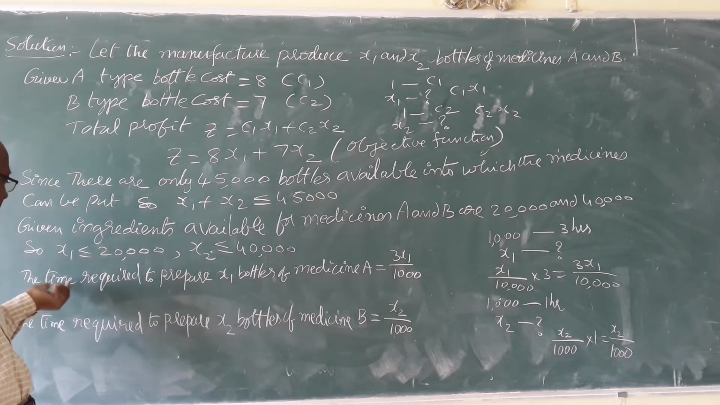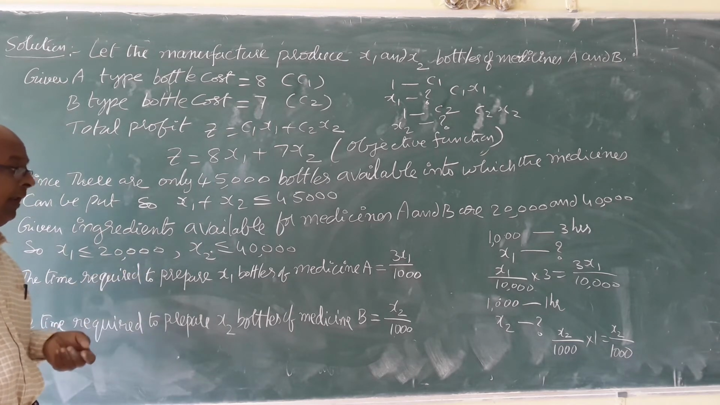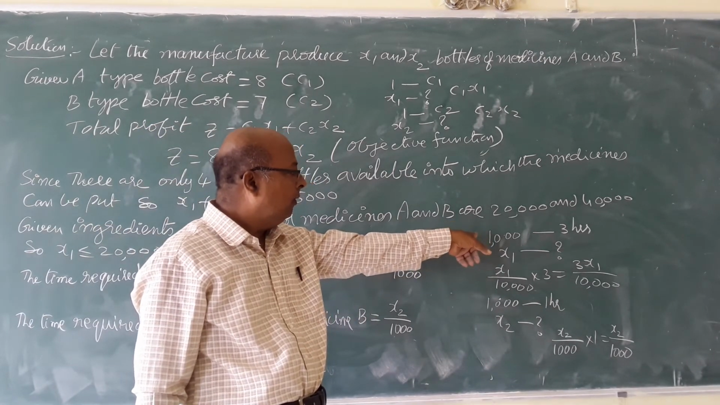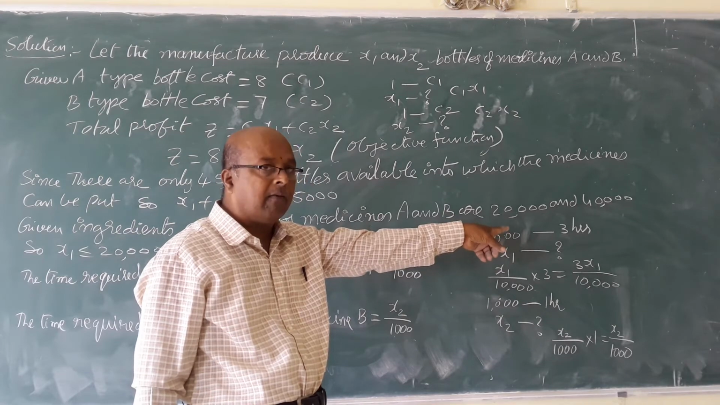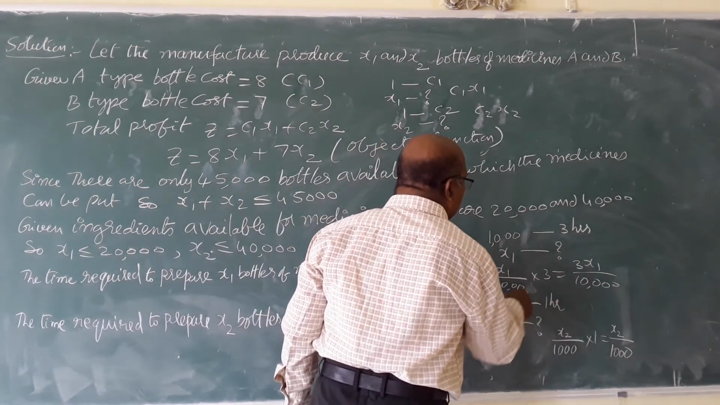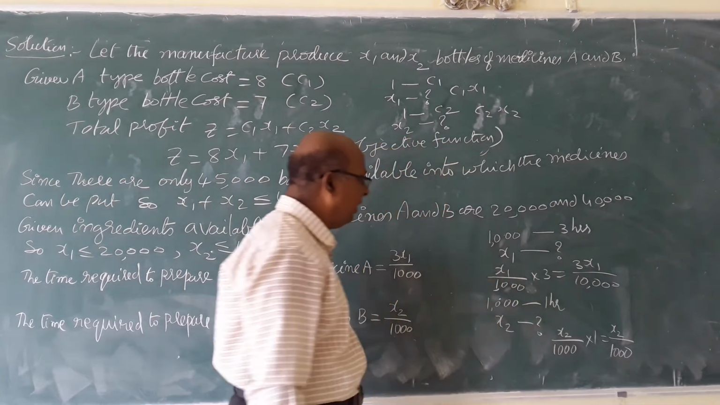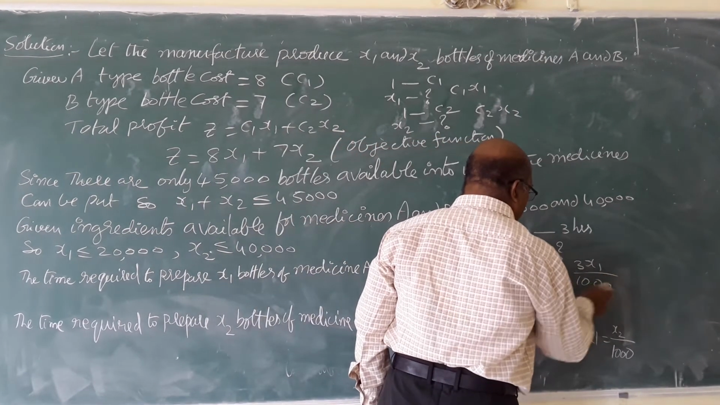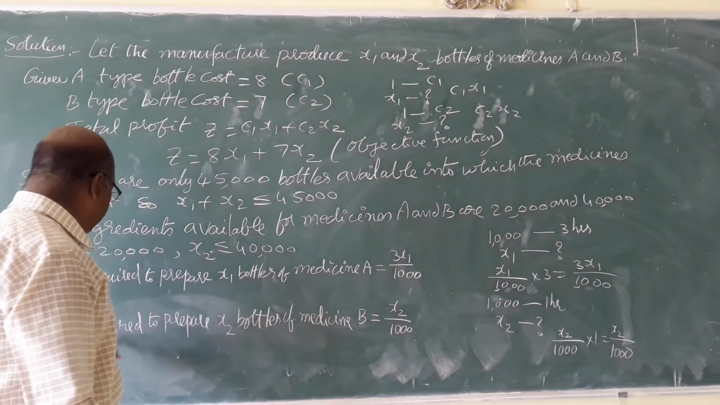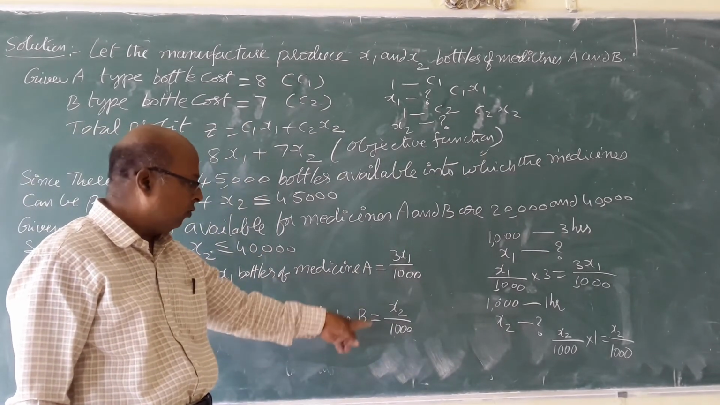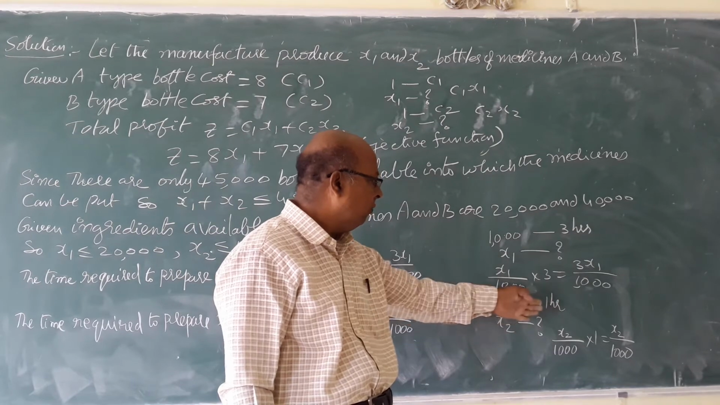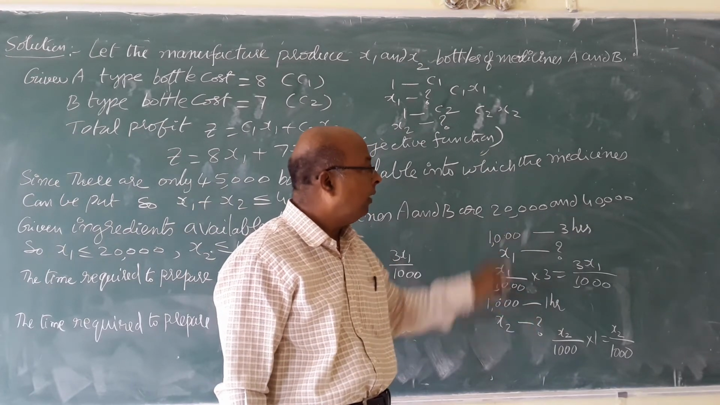But the operation: the time required to prepare x1 bottles of medicine A is 3x1 by 1,000. How to get this? For 1,000 bottles, 3 hours are required. For x1 bottles, how much? x1 by 1,000 into 3, so 3x1 by 1,000. The time required to prepare x2 bottles of medicine B is x2 by 1,000. For 1,000 bottles 1 hour, for x2 bottles, x2 by 1,000 into 1. So x2 by 1,000. Note down.